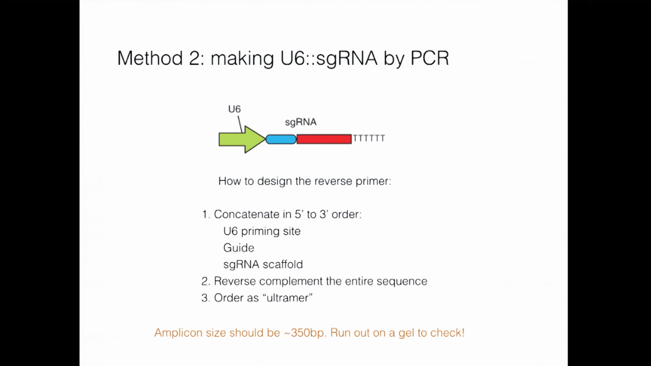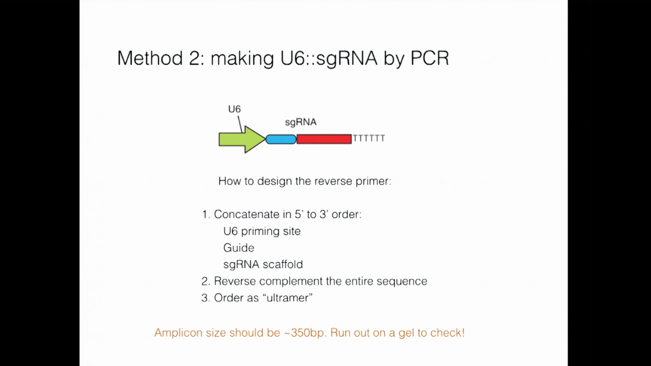We concatenate in the 5' to 3' order the U6 priming site, the guide, and the sgRNA scaffold, and reverse complement the entire thing. And this usually results in something that's relatively long, so you need to order it as a special ultramer in order to get the right size. And the amplicon, after amplifying it, would be about 350 base pairs. I usually try to run it out in the gel to check that I have the right thing.